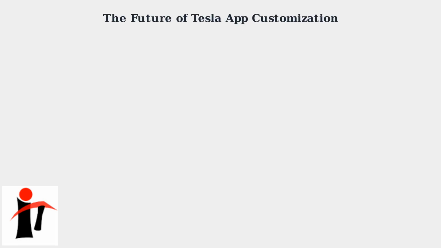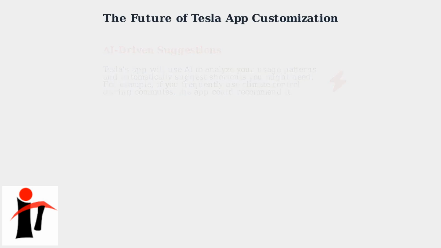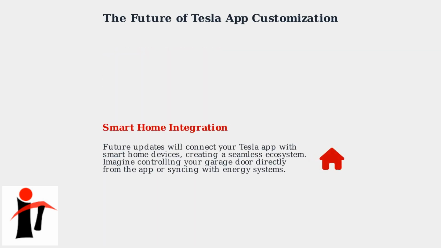Looking ahead, Tesla app customization will become even more intelligent and integrated. AI-driven features will analyze your driving habits and app usage to suggest personalized shortcuts automatically. For instance, if you often adjust climate settings before work, the app might proactively recommend adding a climate shortcut to your home screen. Smart home integration is another exciting development.